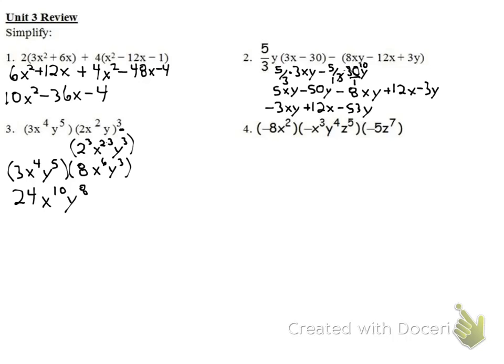I have negative 8, negative x, and negative 5. Really, it's a negative 1 in that second one. So multiply those together, and it comes out to be a negative 40. Then I got x. Let's see, I got 2 x's, 3 x's, and then none, so that's going to be 5 total x's. I have y to the 4th, just one set of those. Z to the 5th, z to the 7th, so it will be z to the 12th.